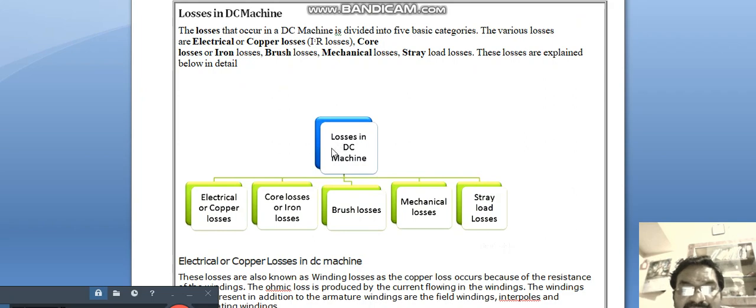Losses in DC machines can be categorized into five. One is I square R loss, another is iron loss, another is brush loss, another is mechanical loss, and stray loss.